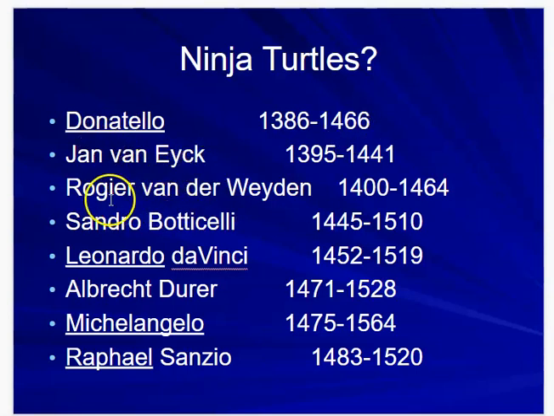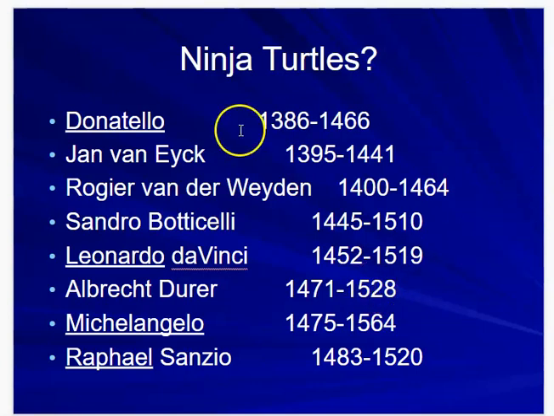Jan van Eyck, Roger van der Weyden. It's actually pronounced Roger van der Weyden. The W is silent, very much like my maiden name. It's pronounced with a V. And then Sandro Botticelli. You've probably heard of Botticelli before. He's known for painting The Birth of Venus. Albrecht Dürer did a bunch of woodcuts.